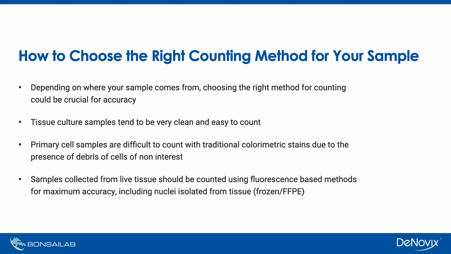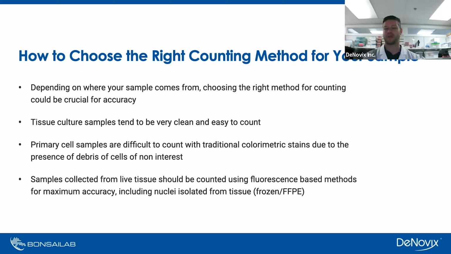So now we'll talk about choosing the right counting method for your particular sample. Depending on where your sample is coming from, choosing the optimal counting method could be really critical to get an accurate cell count. Tissue culture samples, as I just demonstrated, tend to be very clean and easy to count on the CellDrop. But primary cell samples, that would be a sample that's coming directly out of an organism, such as whole blood or, say, a lymph node sample.